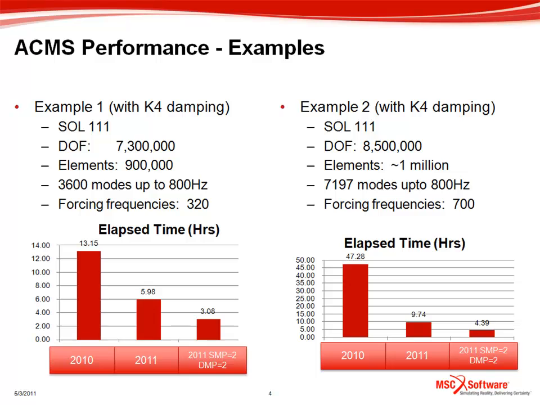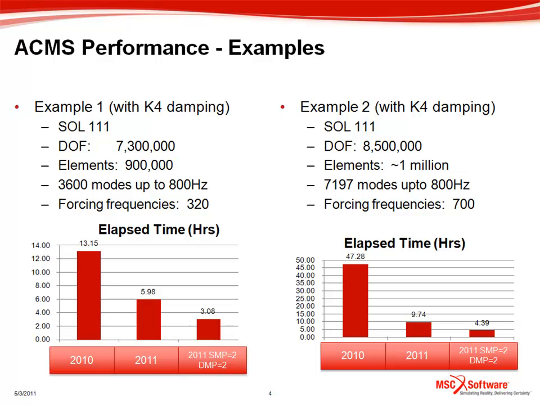Hardware used for these examples is 2.5 gigahertz Intel system with 32 gigabyte of main memory and a Linux operating system. So here we have the models with close to 1 million elements and more than 7 and 8 million degrees of freedom. For the model shown on the left side, the solution time is cut by more than half compared to the previous version.